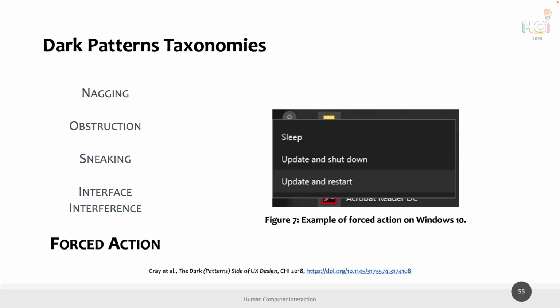And finally, forced action. So any situation in which users are required to perform a specific action to access or continue to access a specific functionality. And this was an example from Windows 10. I think that now you can avoid this situation. But anyway, when a system update was available, the user was unable to shut down or start their operating system without updating. Okay?